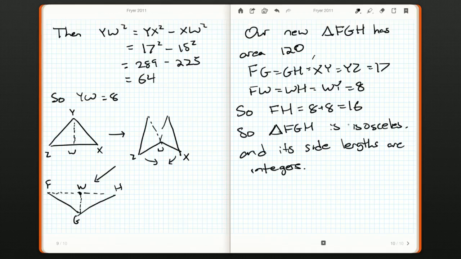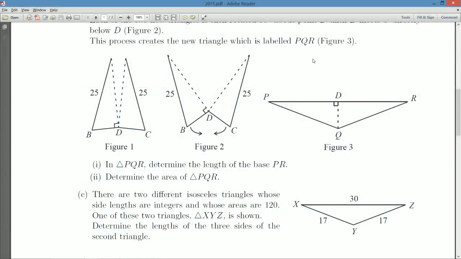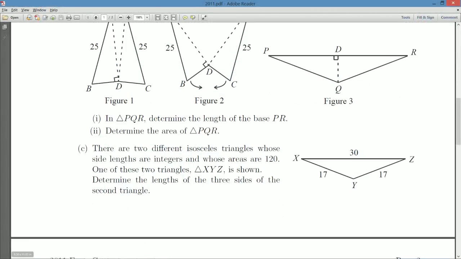Okay. And the height here is going to be 15, but that's irrelevant. If we didn't want to argue that our process preserves area, which we didn't really have to, we could have used the process, and now we know that the height's going to be 15, the base is 16, 15 times 16 over 2 is still 120. Okay? But either way, we have found the isosceles triangle we were asked for, and we were asked to determine the lengths of the three sides of this second triangle. Okay, so 17, 17, and 16, we have those written in our solution.